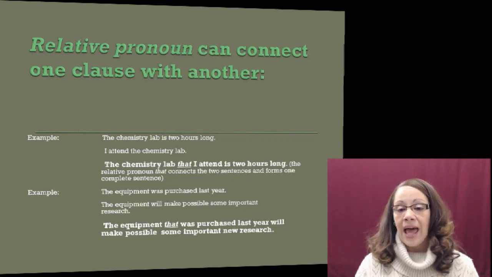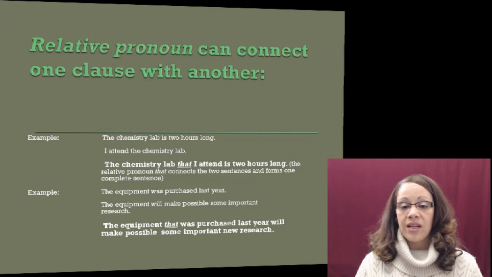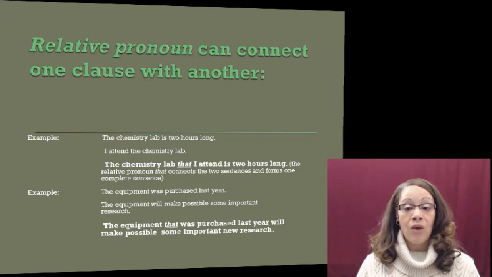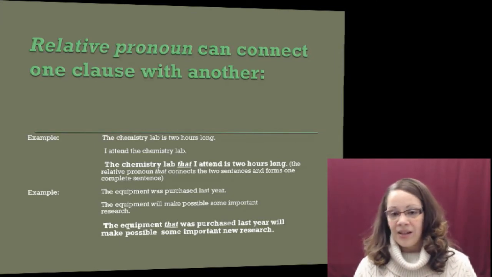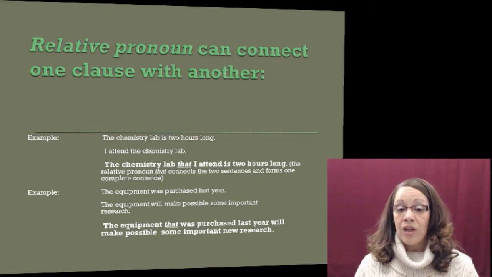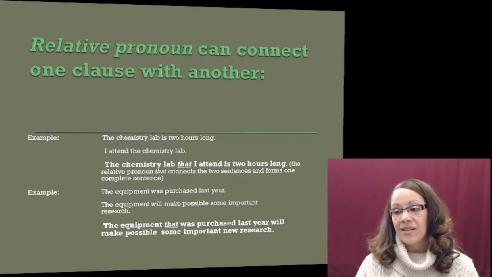The chemistry lab that I attend is 2 hours long. So I'm combining two sentences into one, and as I combine those two sentences into one, I'm using my relative pronoun that. And I'm using that relative pronoun that to combine those two simple sentences into one complete sentence.